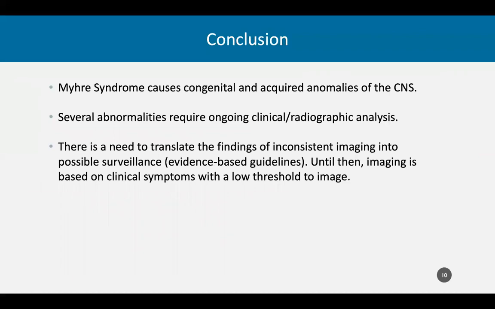In conclusion, Myhre Syndrome causes congenital and acquired anomalies of the central nervous system. Several abnormalities require ongoing clinical radiographic analysis. There is a need to translate the findings of inconsistent imaging into possible surveillance, evidence-based guidelines. But until then, imaging is based on clinical symptoms with a low threshold to image.